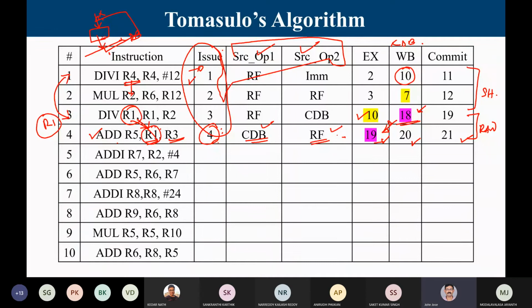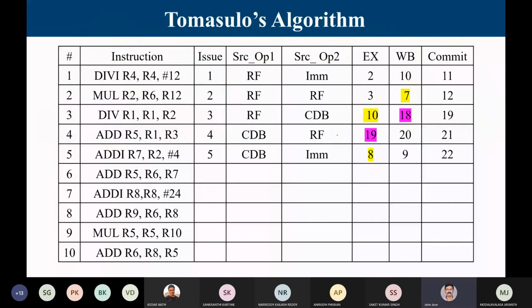Any more doubt? Now let me go to 5. So 5, what is the dependency? There is a dependency on R2. The other operand is immediate. And how do I get R2? R2 I get from this multiplication instruction. So I issue at 5.